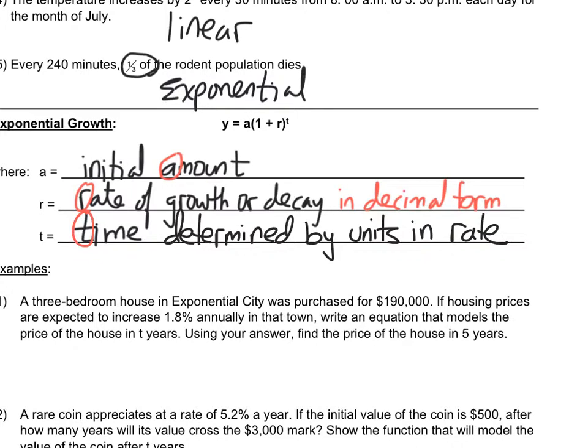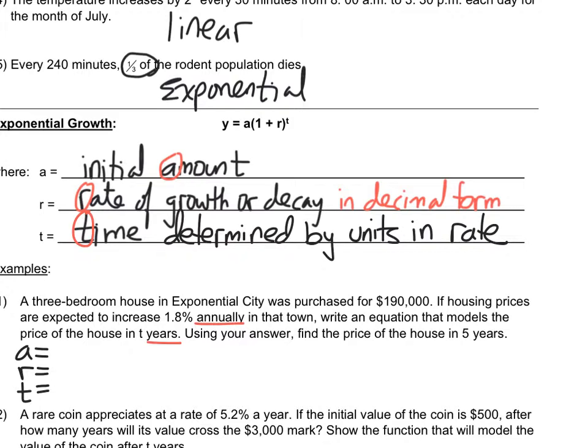All right, so the first example: a 3-bedroom house in Exponential City was purchased for $190,000. If housing prices are expected to increase 1.8% annually in that town, write an equation that models the price of the house in t years. So annually and years go hand in hand, so we now have a sense of the units associated with time. Using your answer, find the price of the house in 5 years. We'll worry about that in a sec, but we want to identify our 3 key ingredients: the A value, the R value, and the T value.